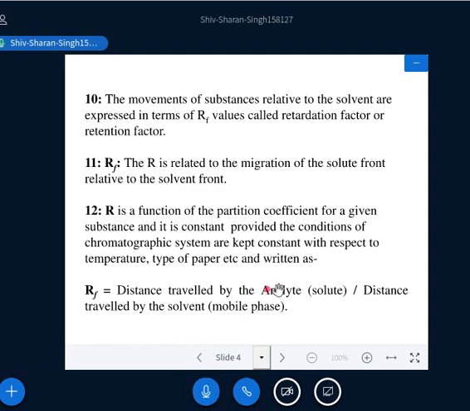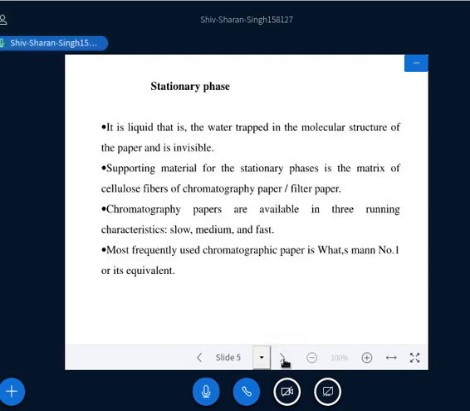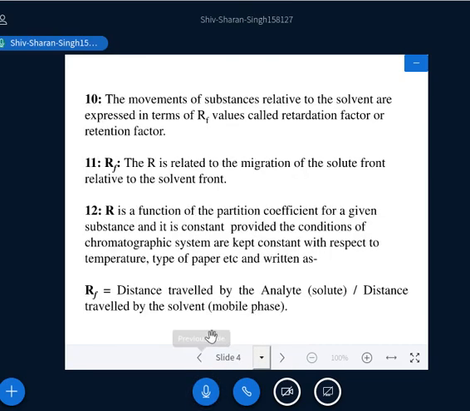And this can be written as Rf equals the distance travelled by the solute molecules divided by the distance travelled by the mobile phase. So we can calculate the retention factor. It is fixed for a particular type of analyte. So this is the important basic principle of paper chromatography.